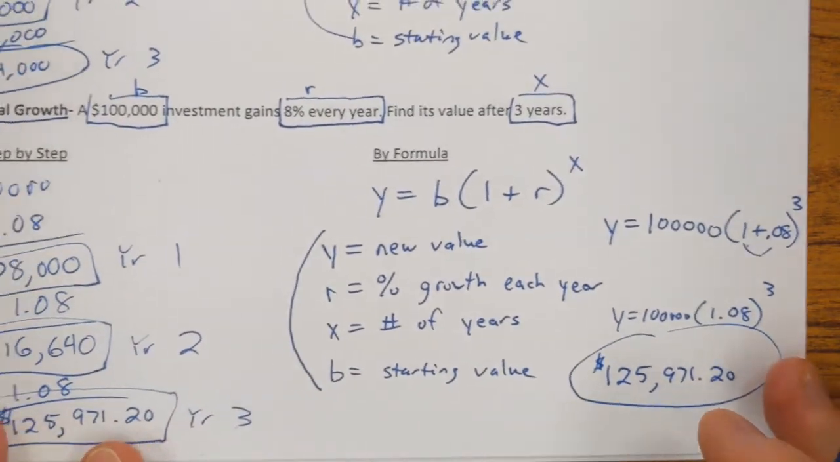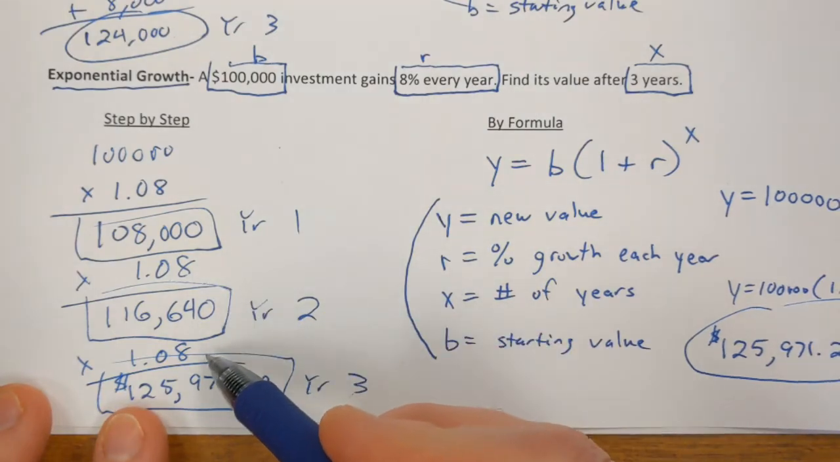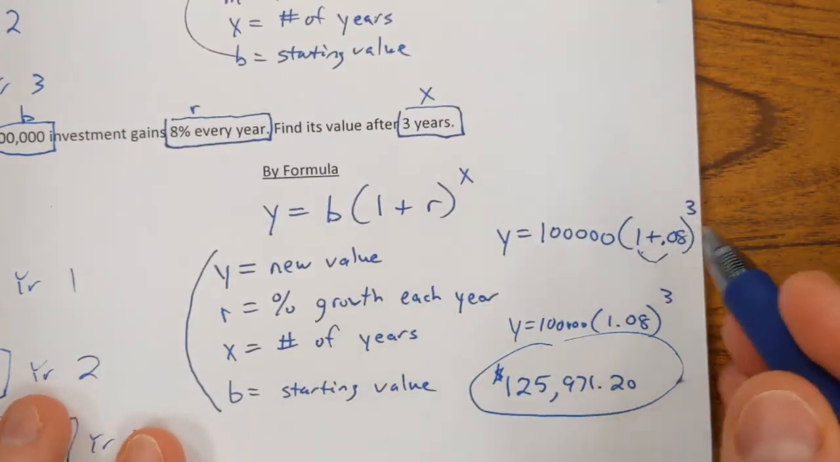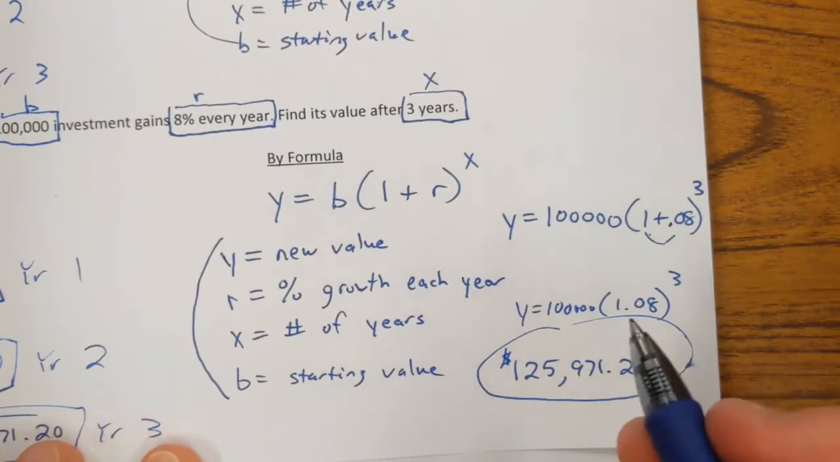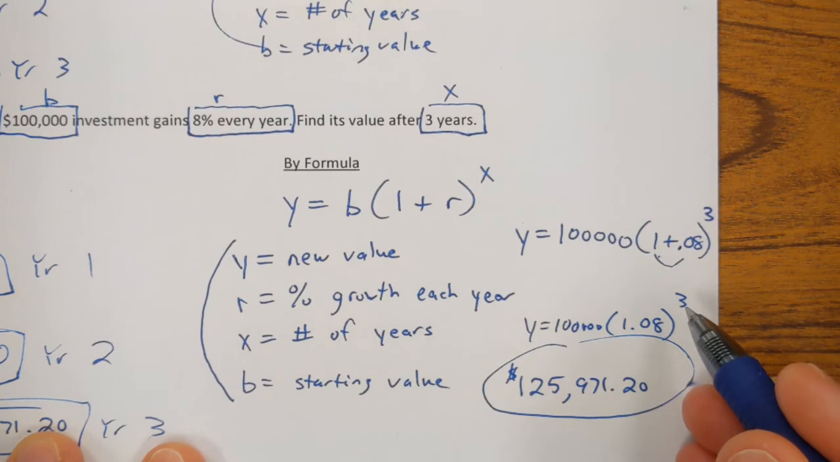Why does this formula work? Think about it. Here we were just multiplying by 1.08 and we were doing it 3 times. Well, think of what a power does. When you raise something to the third power, that just means multiply by 1.08 and do it 3 times.